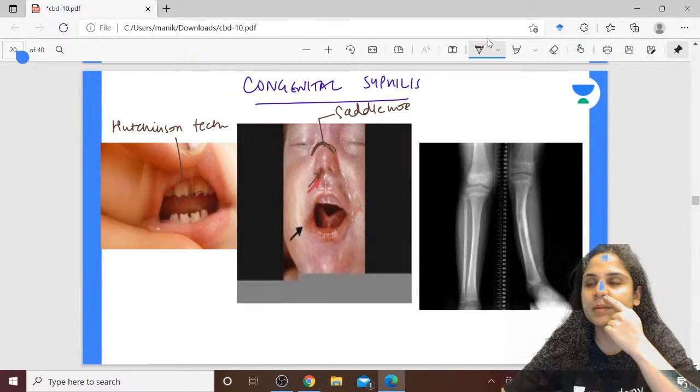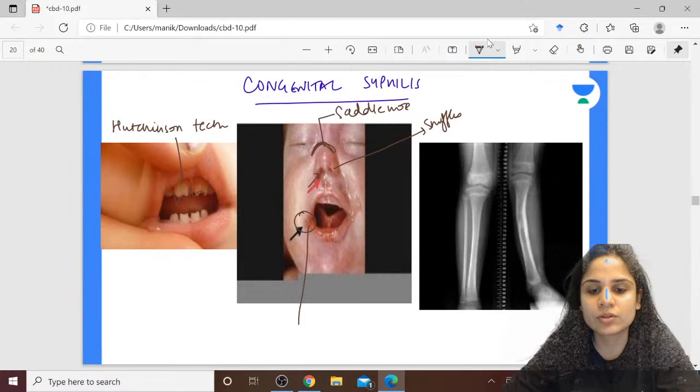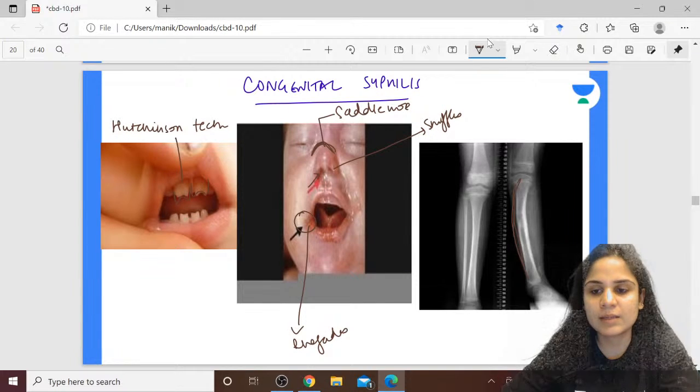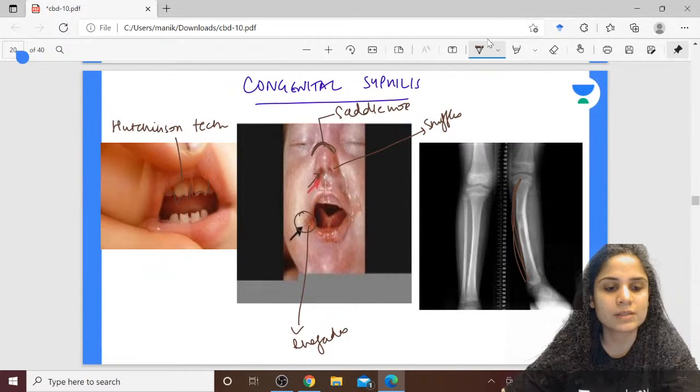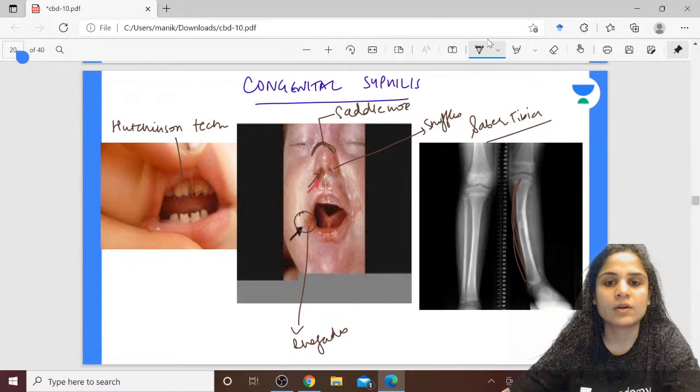Then you are getting some amount of thing coming out of the patient's nose, correct? So there is nasal secretions. So that is called as snuffles. And at the angle of the mouth, you are getting a ulcer. So that is called as Rhagades. Alright. And what is this called? The tibia is showing anterior bowing of the tibia. What is that sign called? What do you call the tibia in this case? Yes, very good, Manoj. It is called as Saber tibia. Alright? Okay, so all of these signs are seen in case of congenital syphilis.